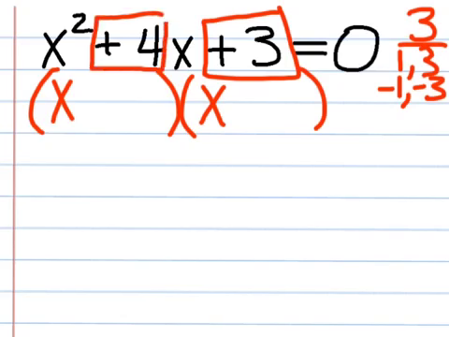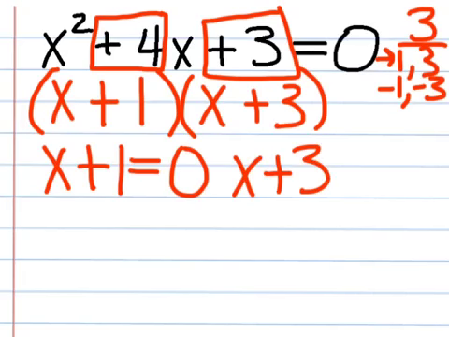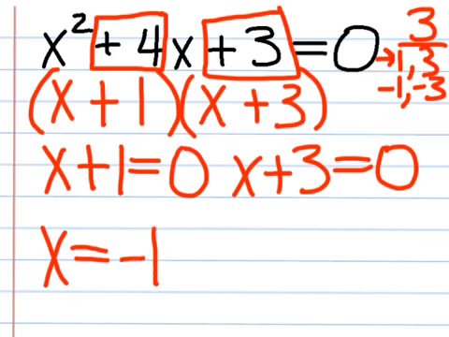We're looking for the factors that add up to be 4. 1 and 3 add up to be 4, so that'll be positive 1 and positive 3. Then x plus 1 equals 0, and x plus 3 equals 0. We set them equal to 0 and solve for x. First x is equal to negative 1, second one is equal to negative 3. Our answer should be negative 1, negative 3.